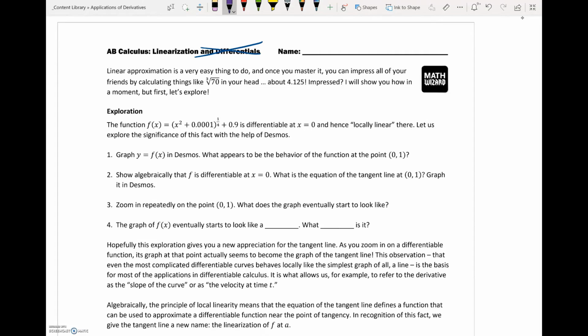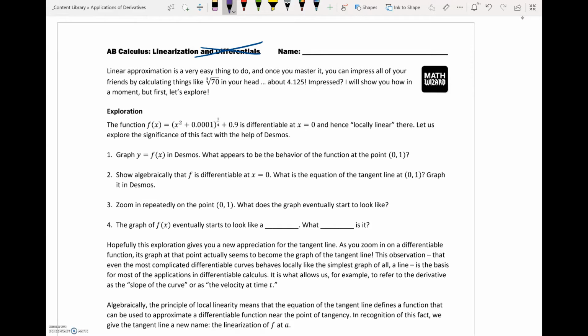In this video, we're going to introduce linearization. I decided not to do differentials in this lesson, even though I usually do, but we're going to cover differentials in an actual unit called differential equations later on in the course. So today we're just going to focus on linearization.